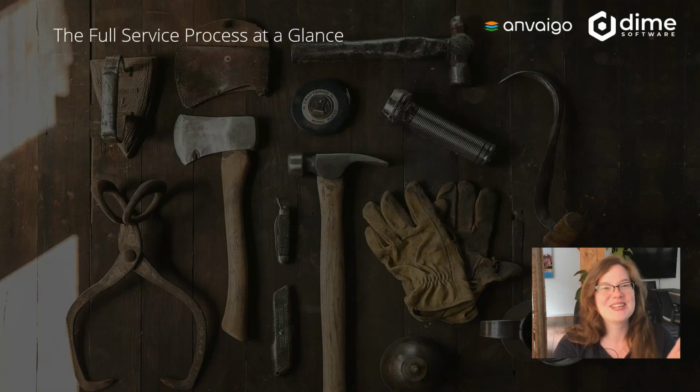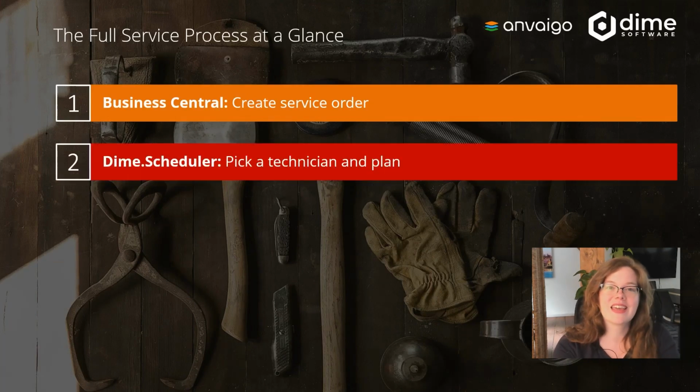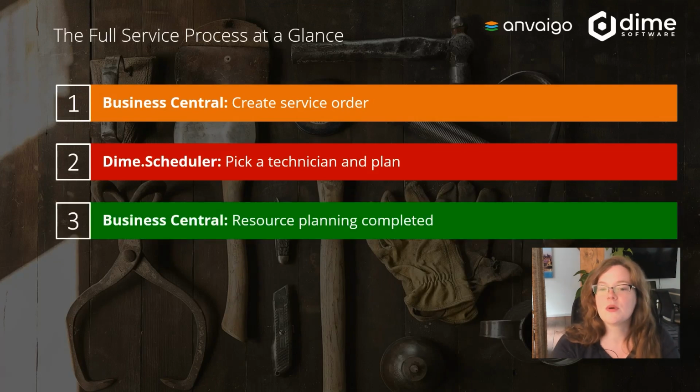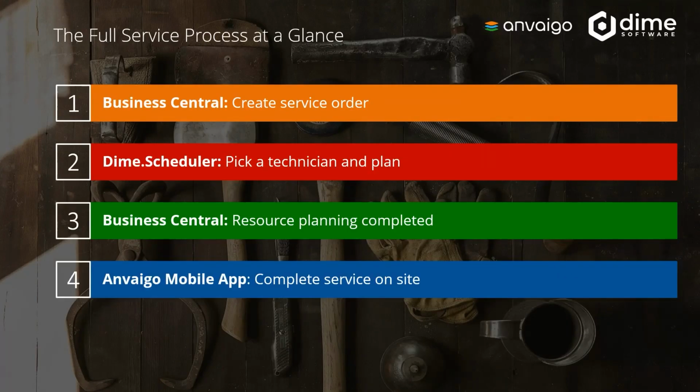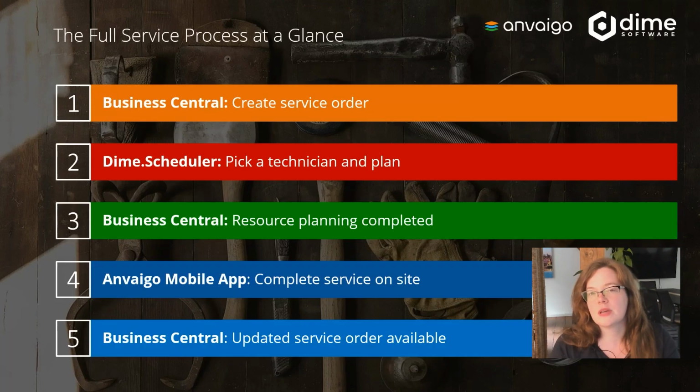Yeah, so today Hendrik and I are going to go over specifically service. So what we're really looking at is the full service process. Starting from the beginning, obviously, we have our Business Central. We're going to create our service order and then kick everything over to the Dime.Scheduler, where we can pick our technician, plan, and make sure we have all the correct people for what we're needing. That'll go back into our Business Central. Our resource planning is completed. And from there, it will move into the Anvaigo mobile app, where our technicians can handle everything on site. And then finally, once more, move into our Business Central, where we can see all of those updates to our service order.